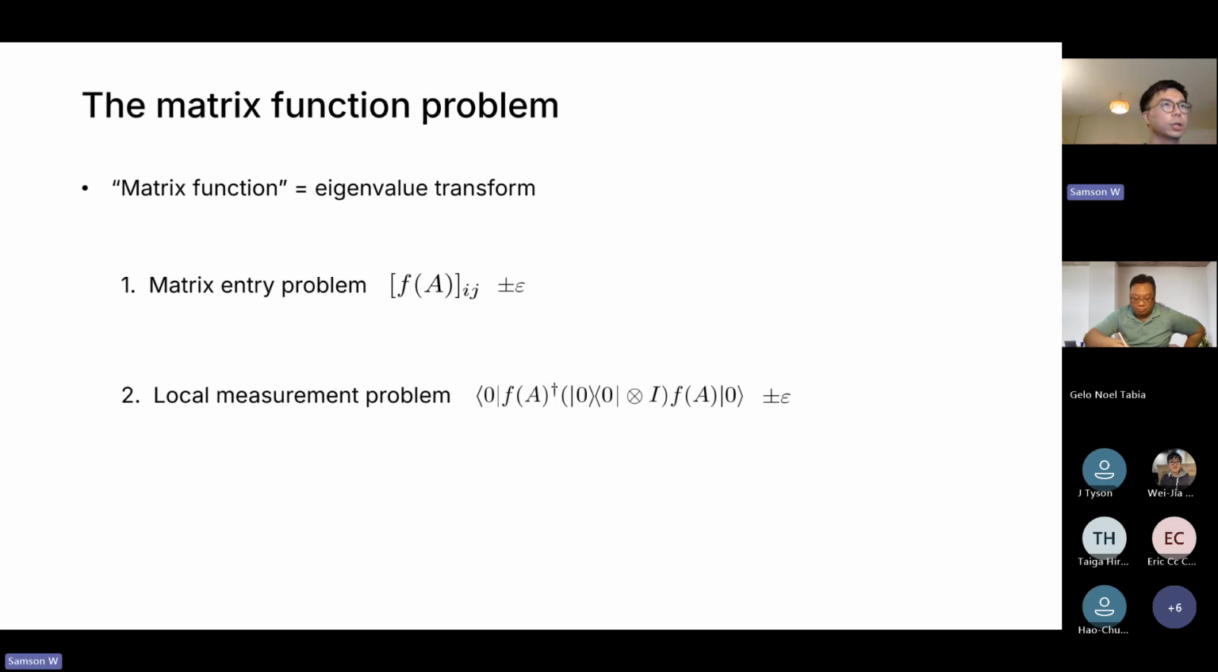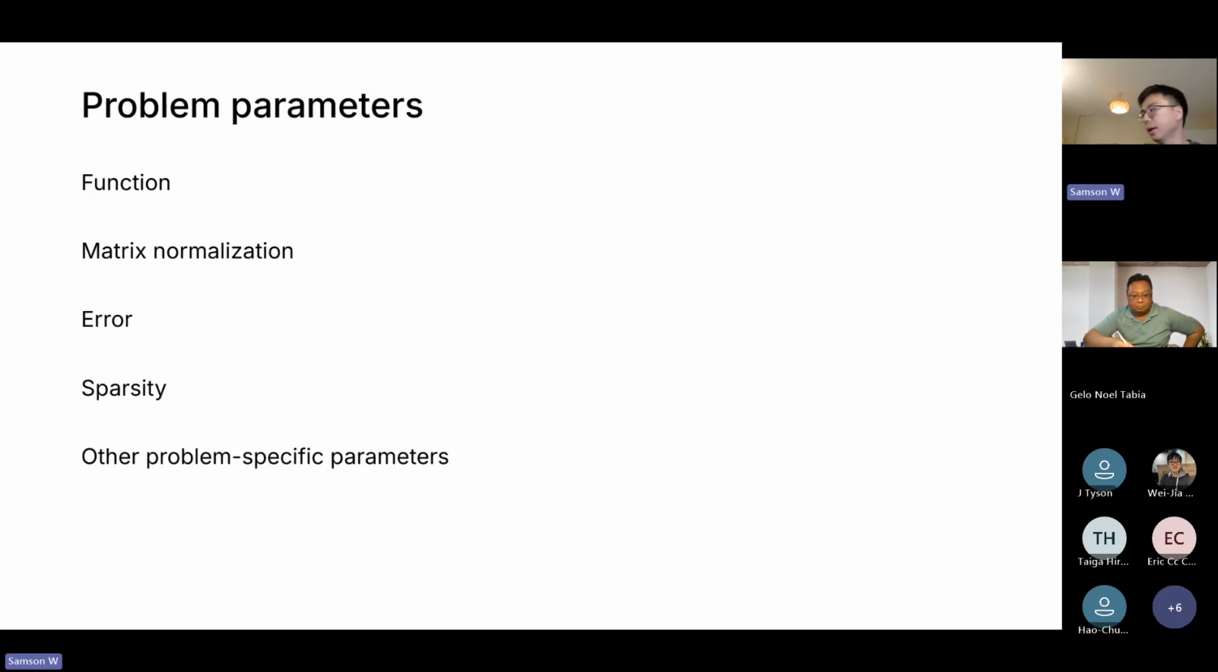In both cases, we'll look at these problems where we ask for an approximate solution up to, say, additive precision. Now, these problems will have a number of problem parameters, which will really determine the complexity of the problems. So, of course, there's the function itself, and we will look at different classes of polynomials of degree d. We'll look at the classic linear systems function, which is the inverse function, and we'll look at the time evolution function.